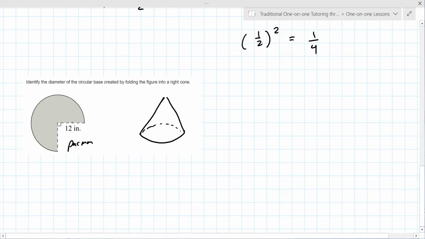All right, so the diameter is this all the way across, and it ends up being the same as this right here. So the diameter is 12. Well, that was really simple. Yes.